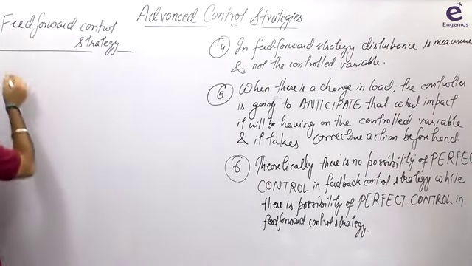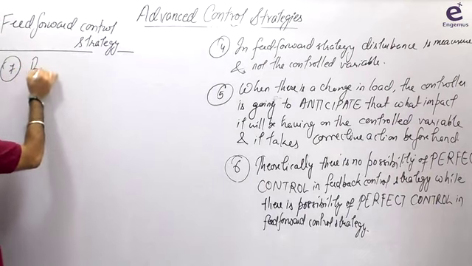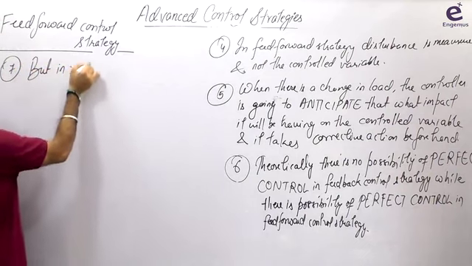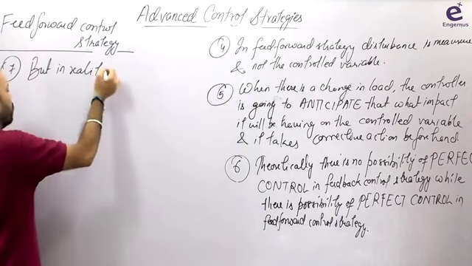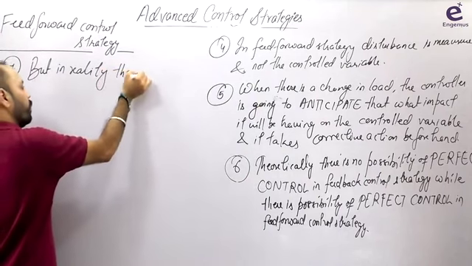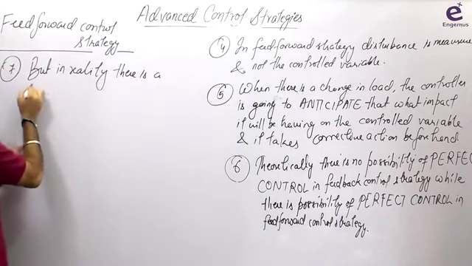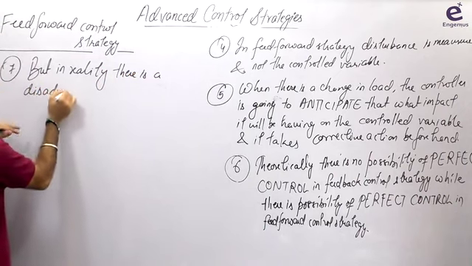Seventh is, but in reality there is a problem. Reality means practically there is a problem with the feed forward control strategy. There is a disadvantage associated with it.